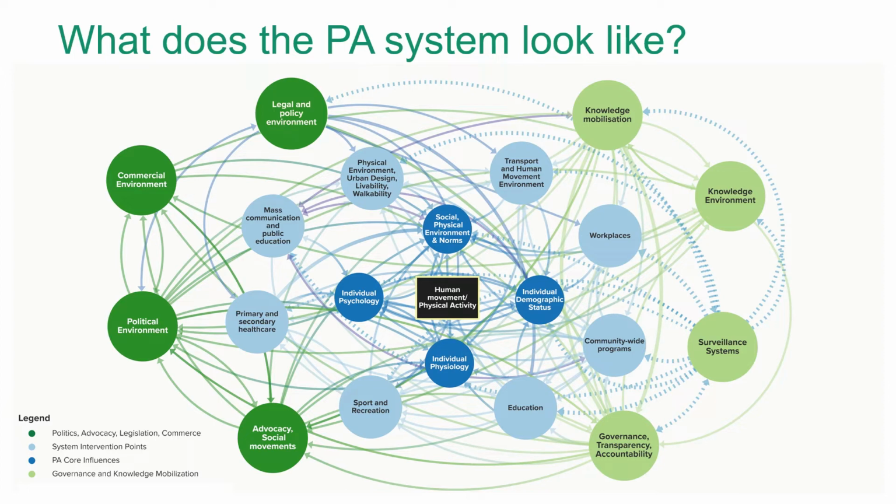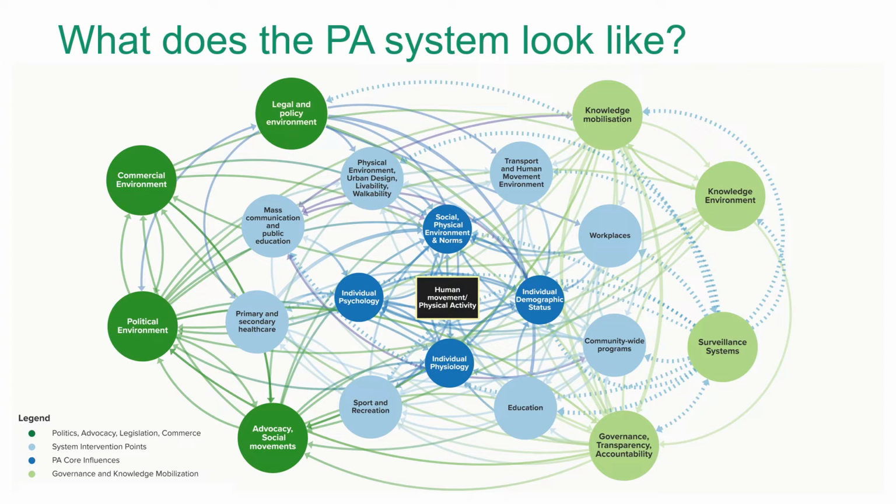Let's take a moment to zoom out a bit and consider the broader physical activity system. What you see here is a conceptual systems map that we developed to provide a big picture reference for how to think about the multiple influences on physical activity. So in the centre, in the black square, is human movement or physical activity. Around this, in the dark blue, are the core influences on physical activity, such as individual psychology, physiology, demographic status, and the social physical environment and norms.